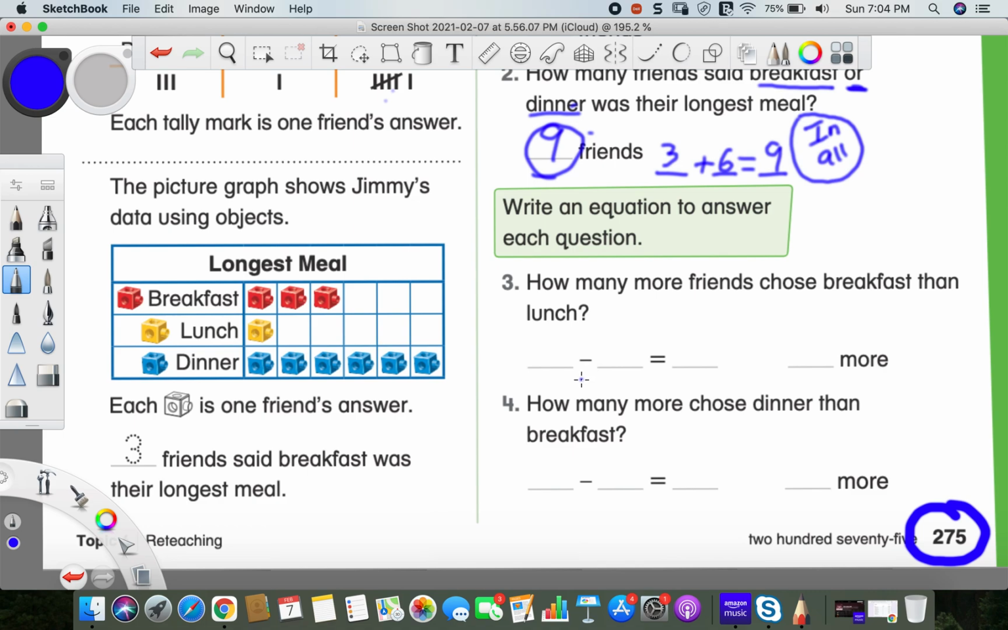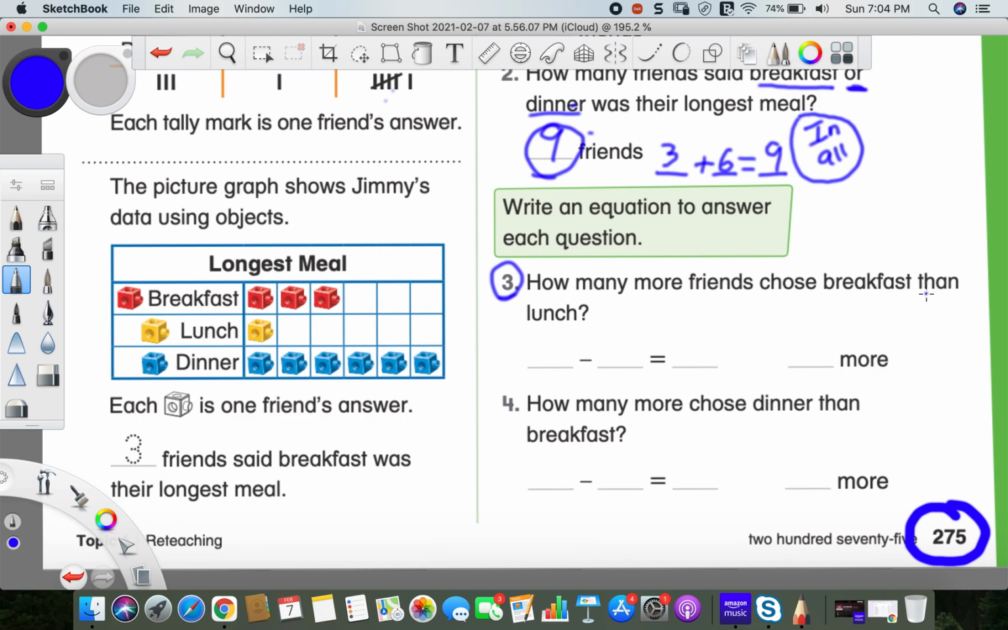And the cool thing about this is that they already kind of set up a number sentence for us with blank spaces. So no matter what we do, we already know that we're going to be subtracting. So they took half the trouble away from us of figuring something out. All right, let's read number 3. All right. How many more friends chose breakfast than lunch?